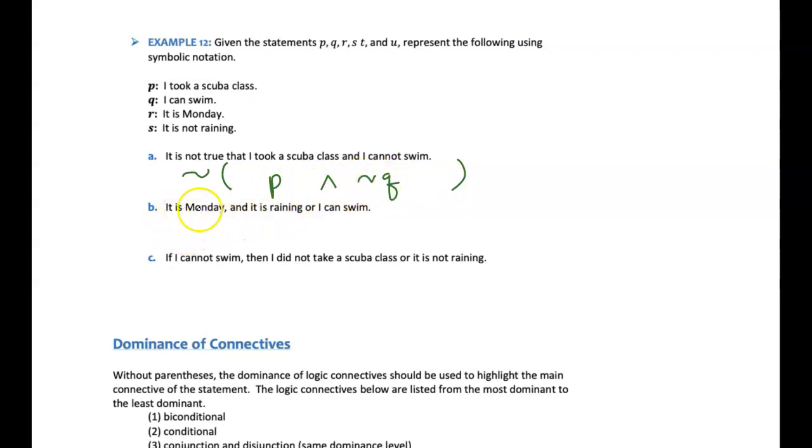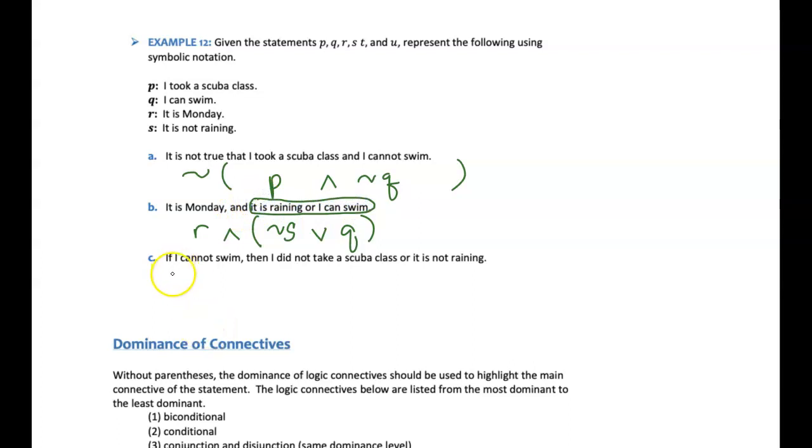Part B, it is Monday would be statement R. We have a comma indicating that it is Monday is by itself, and after that comma we have two pieces. It is raining would be negation S, or I can swim would be statement Q. So again, the comma is showing what's after the comma is going to be connected together.